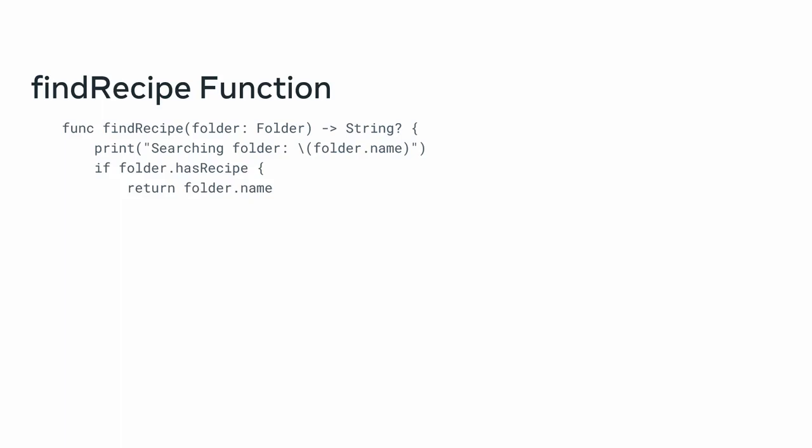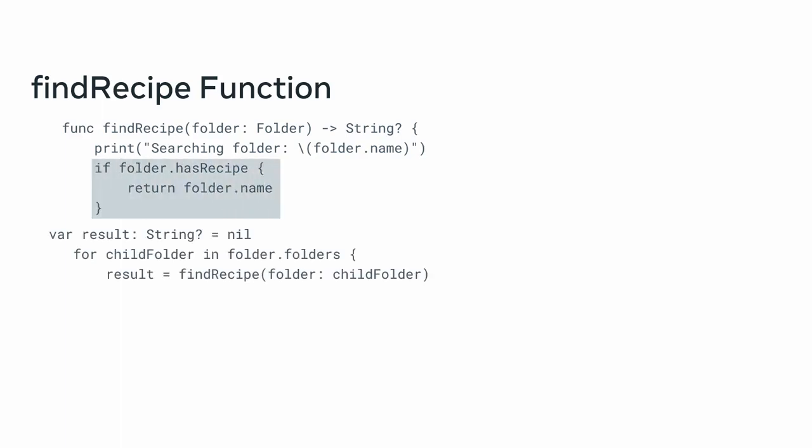To illustrate how recursion works, let's imagine the recipe searching process in the form of Swift code. Say you have a function called findRecipe. FindRecipe is a recursive function that implements the search algorithm. When the folder in the argument contains the recipe, it returns its name. Otherwise, findRecipe is called again with each child folder.